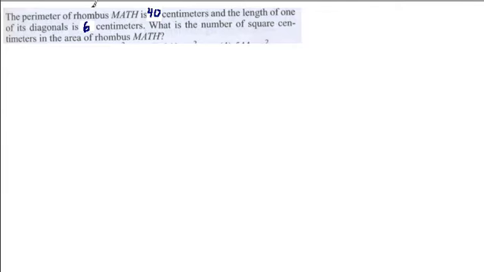Okay, so here we're told that the perimeter of a rhombus, MATH, or math, is 40 centimeters, and the length of one of the diagonals is 6 centimeters. What is the number of square centimeters in the area of rhombus MATH? So square centimeters, they want us to find the area of the rhombus.